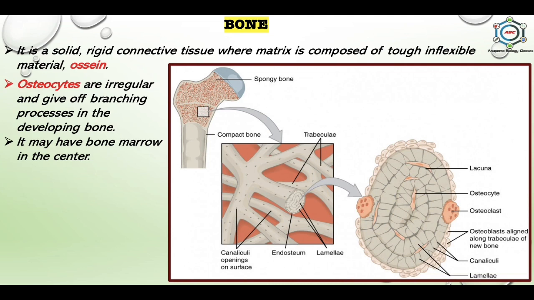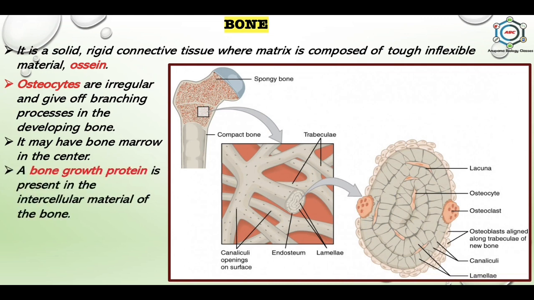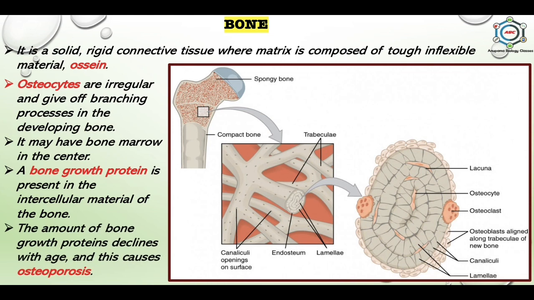It may have bone marrow in the center, and bone growth protein is present in the intercellular material of the bone, which is released at the time of fracture for the formation of bone. The amount of bone growth proteins declines with age, and this causes osteoporosis. So, what is osteoporosis? Osteoporosis means porous bone, and this is a disease in which the density and quality of bone are reduced, and when bones become more porous and fragile, the risk of fracture increases.